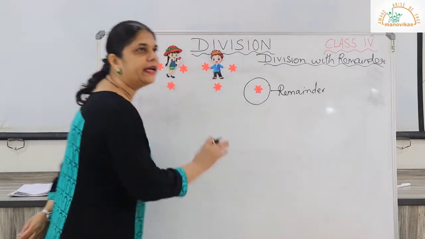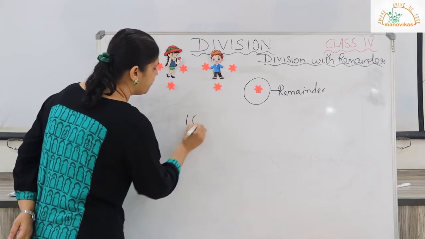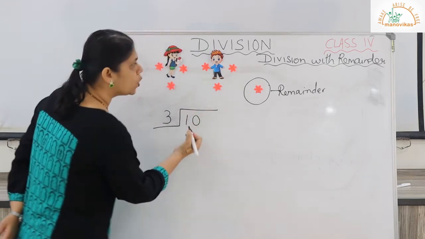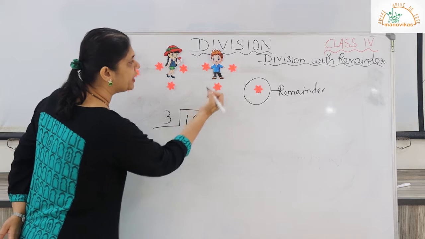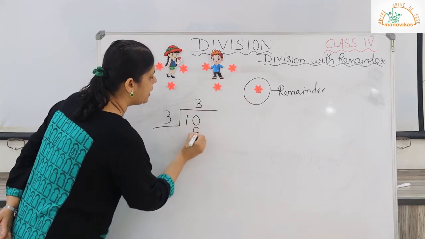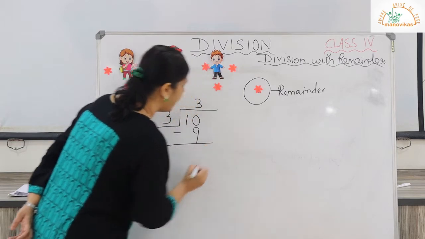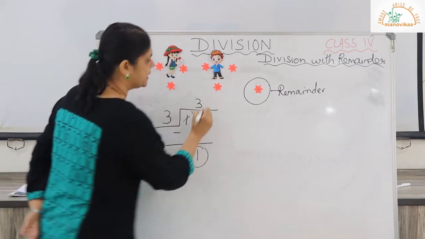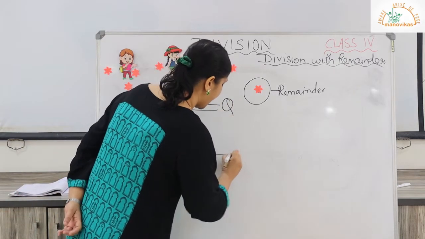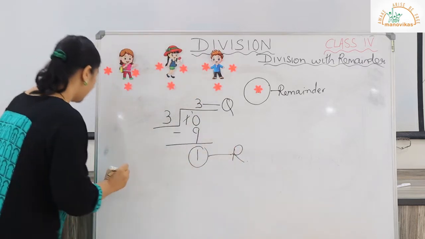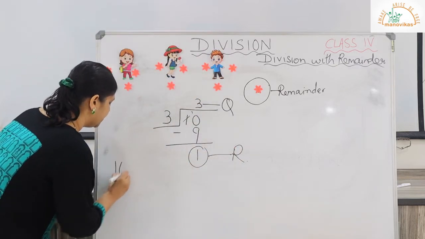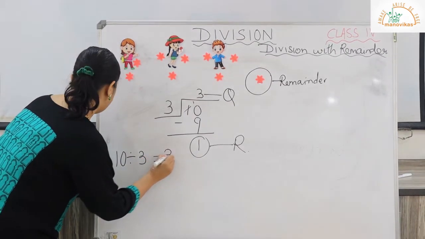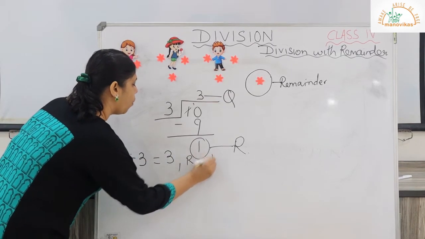So, we can write the division sum as: I have 10 flowers which I have distributed among 3 children. And what is the quotient that I have got? What is the share of each child? 3. So 3 3s are 9, and when I subtract, I will get 1 as the remainder. So this is the quotient and this is the remainder, right? So we can also write this division like 10 divided by 3 equals 3, and the remainder is 1.